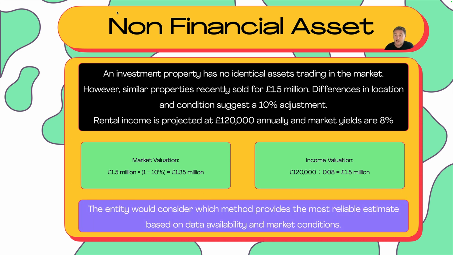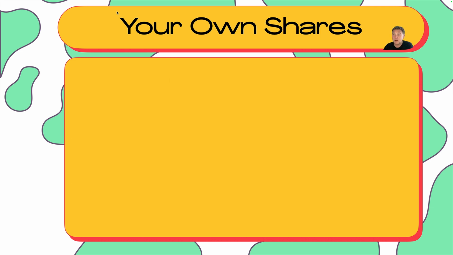So the one you decide would be the one that gives you the most reliable estimate based on the market conditions, based on data availability. And if they were both as reliable as each other, you would take the income valuation because it's its highest and best use. How do you value your own shares?